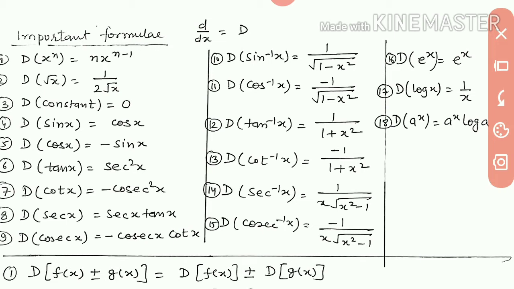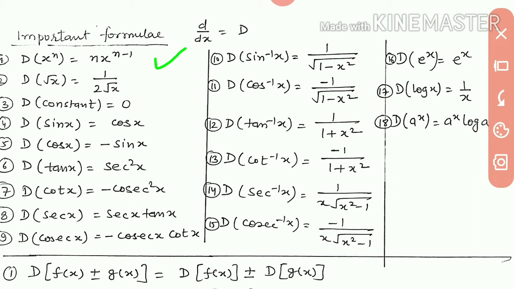Look at differential of x power n. We have n x power n minus 1. Whatever the power you have, you write that as a multiple, and you decrease the power by one. Okay, just as x power 3, you write 3x power 2; x power 7, you write 7x power 6.